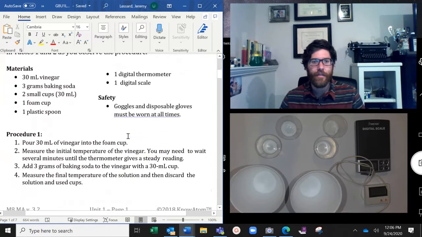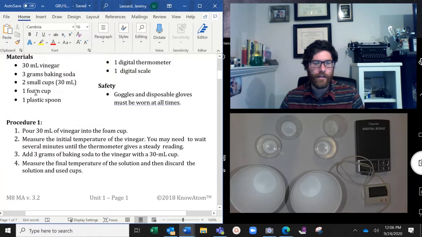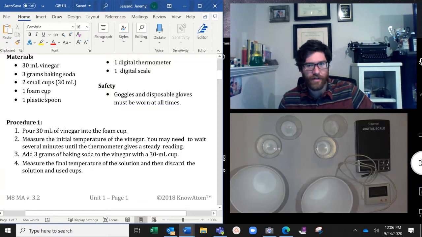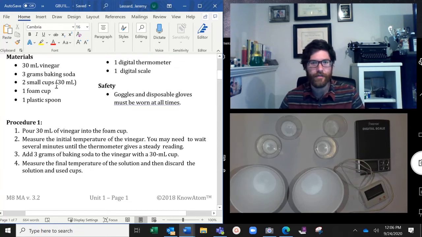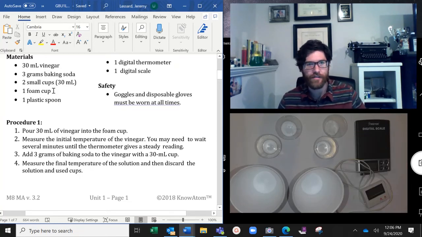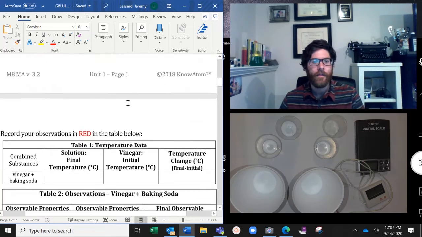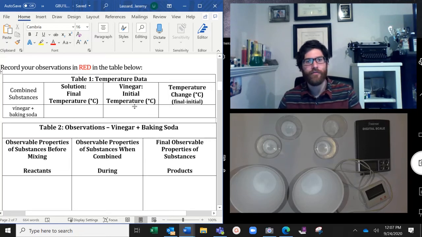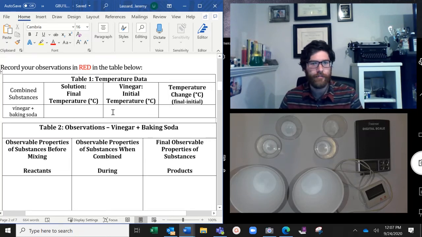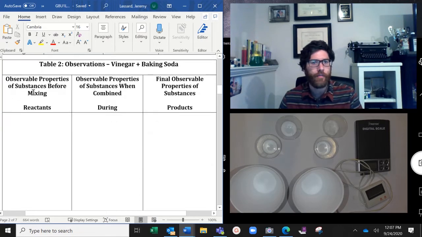So let's think about what we're going to be doing. We need the materials. We need the foam cup where the reaction is going to take place. We need a thermometer to measure the temperature during the reaction. And I've already used the scale to measure out these materials. So keep in mind what you're going to be doing during the experiment. You're going to be taking the temperature before and after the reaction. You're also going to be observing the properties of the substances before the reaction, during the reaction, and after the reaction. Okay, so that's kind of what the procedure is going to look like.